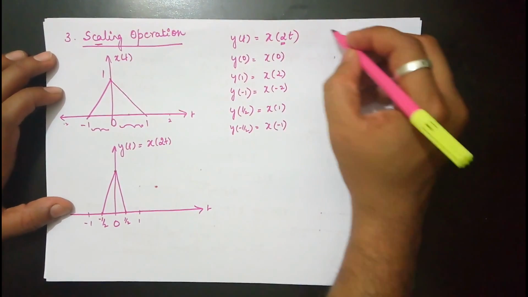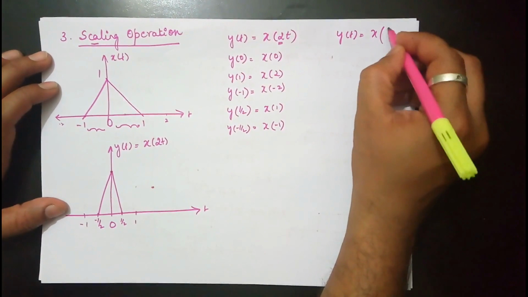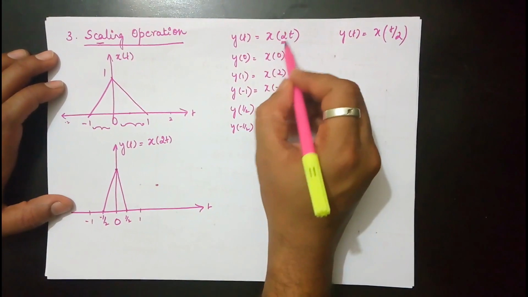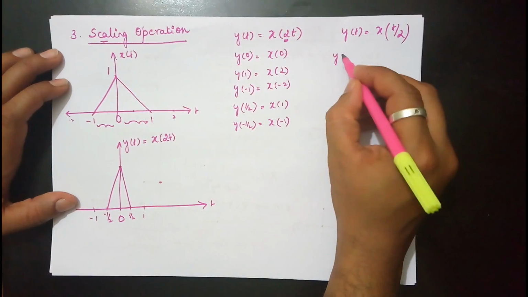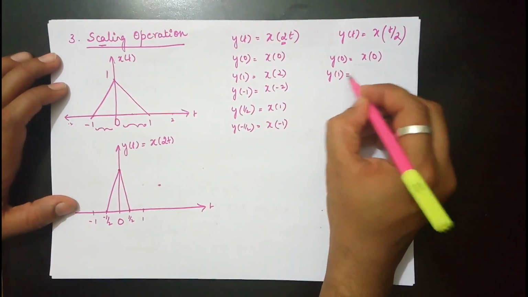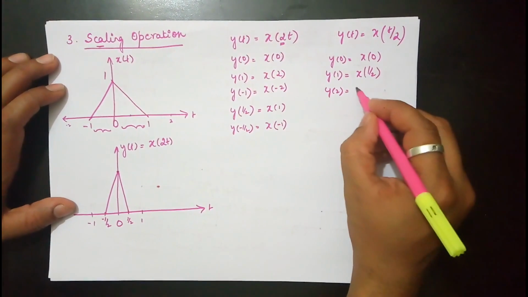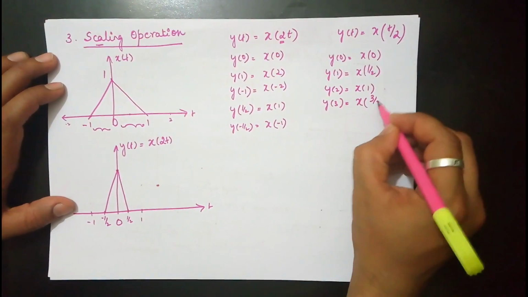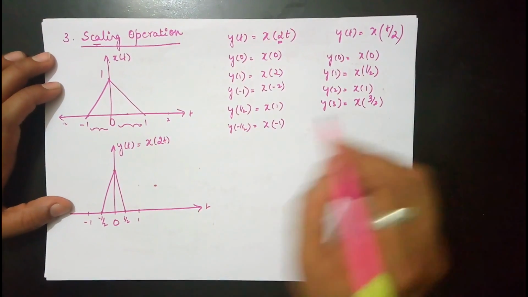Now taking another example, I'll take y of t is equal to x of t by 2. Here I had scaled it by a factor 2, I am here scaling it by a factor half. Now if I put the values, y of 0 is equal to x of 0, y of 1 is equal to x of half, y of 2 is equal to x of 1, y of 3 is equal to x of 3 by 2. 3 by 2 is 1.5. Do I have a waveform at 1.5? No, I'll stop it here.